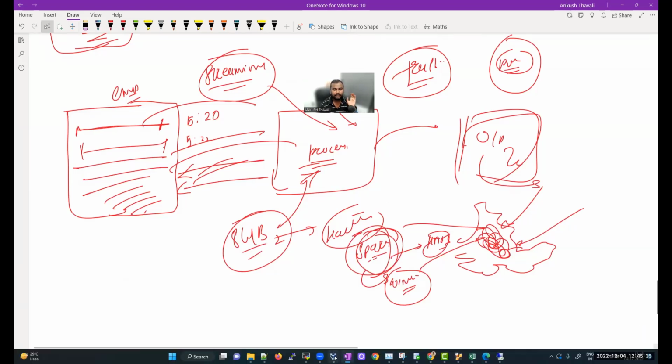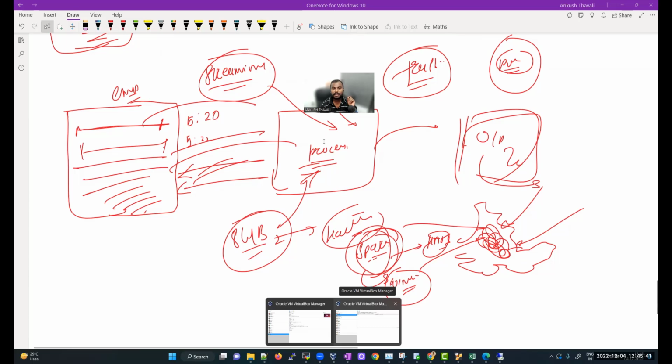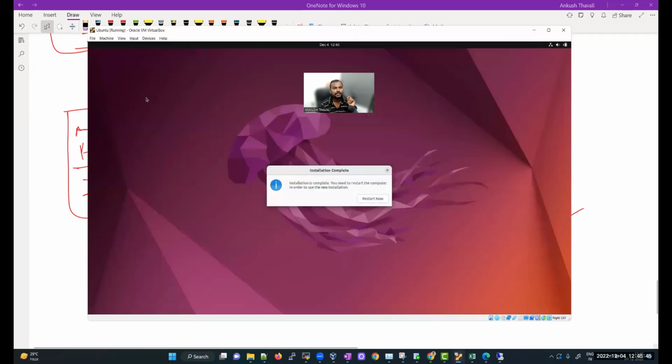Clear, guys? Why are we using VirtualBox? By using this VirtualBox, you can use multiple machines. You can see here that I have an Ubuntu machine running. We are using Ubuntu only to install Hadoop. I have already installed that, because when you are working as a Hadoop Spark developer, you don't need to install all this software. That will be done by the admin team. You just need to use that.